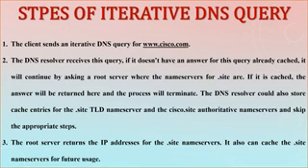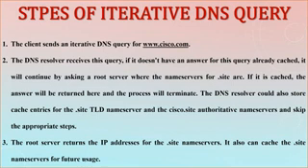Okay, now we're going to see the steps of iterative DNS query. First, the client sends an iterative DNS query for www.cisco.com, and then the DNS resolver receives the query. If it doesn't have an answer for this query already cached, it will continue by asking a root server where the name servers for the site are. If it is cached, the answer will be returned here and the process will terminate.